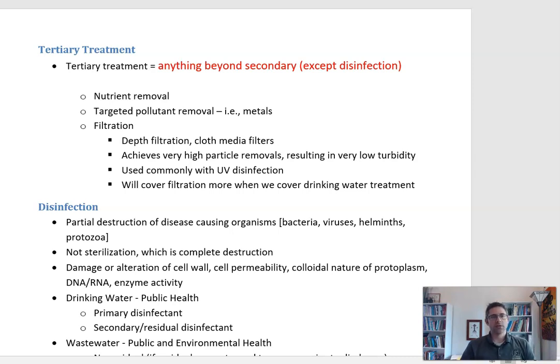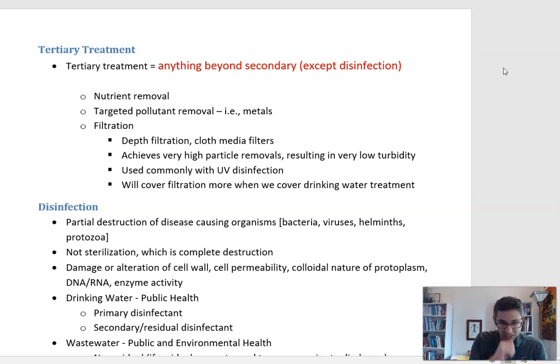So today we continue our walk through wastewater treatment, and we are talking right now quickly about tertiary treatment. So we've covered primary treatment, secondary treatment. Tertiary treatment is defined as basically anything beyond secondary treatment except disinfection. A lot of treatment facilities will have a secondary treatment process followed immediately by disinfection. The city of Newburgh is an example of this, but other facilities may add a step there.